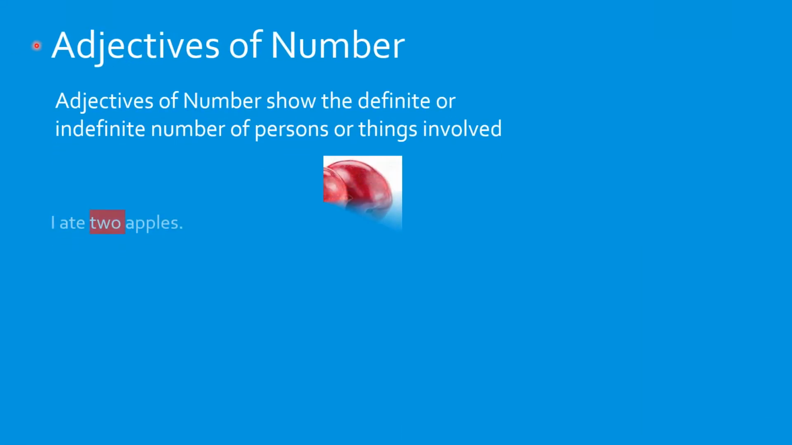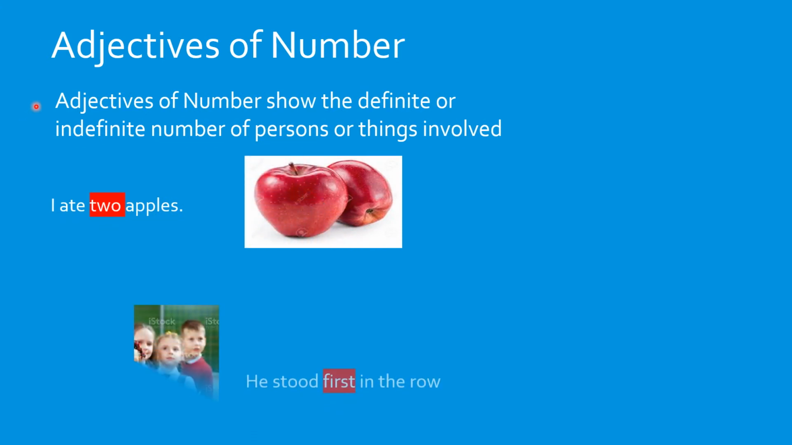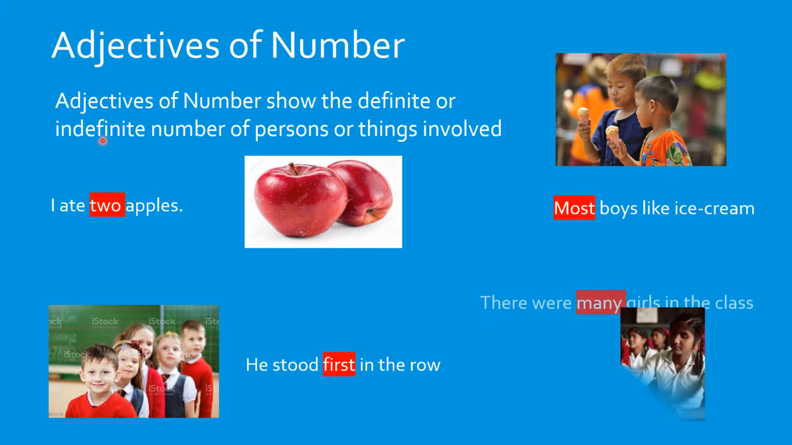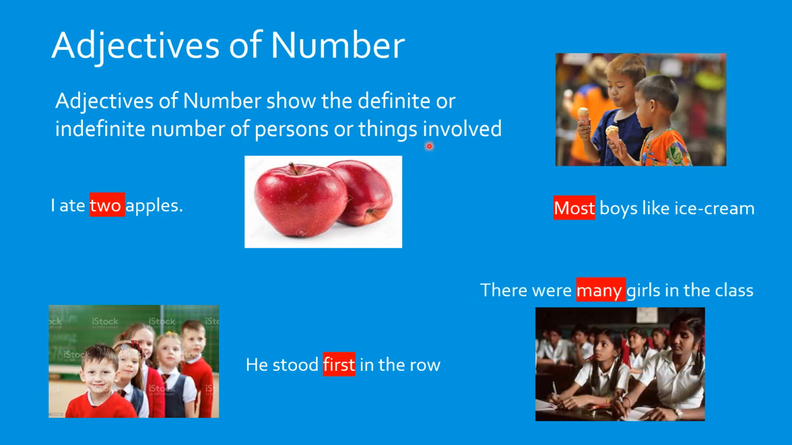Adjectives of number. Adjectives of number show the definite or indefinite number of persons or things involved. Look at the first example. I ate 2 apples. How many apples? 2. So 2 is the adjective of number. It is a definite number. It is a cardinal. The second example, he stood first in the row.